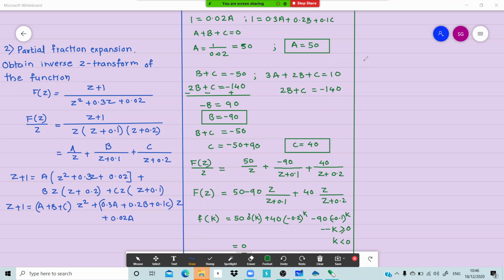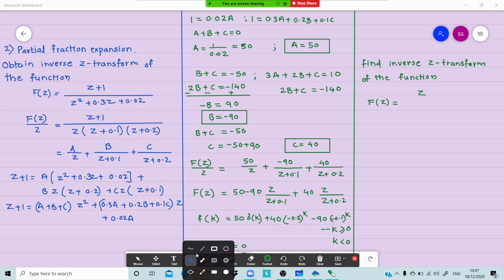Yeah, so find inverse z transform of the function f of z is equal to z upon z plus 0.1, z plus 0.2, and z plus 0.3. I want you to do on your own.